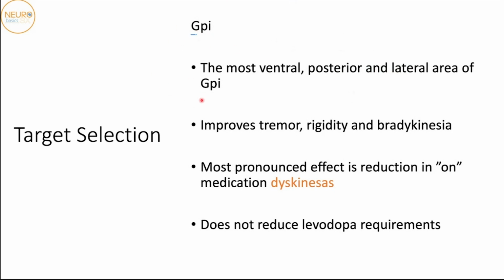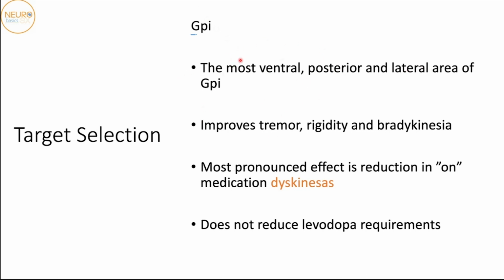Now, the two most important targets for PD are GPI and STN. So both of them are currently used, and both of them have advantages and disadvantages. So, in the GPI, we particularly want to target the sensory motor part of the GPI. And the sensory motor part of the GPI is the ventral, posterior, and lateral area of the GPI.